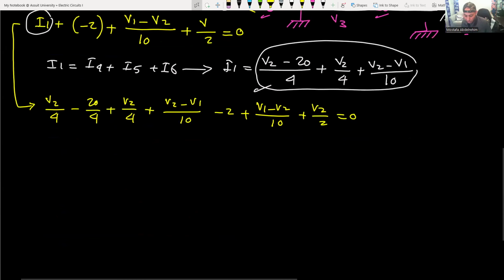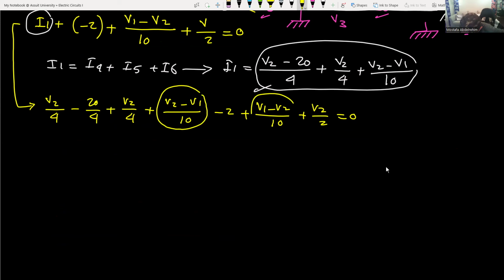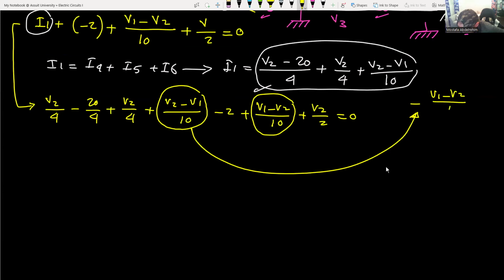Now what I'm gonna do is something. Look at this one. This is (V2 minus V1) over 10. And this is (V1 minus V2) over 10, right? So we can write this one here as minus (V1 minus V2) over 10, correct? Because if we multiply the minus by V1 and minus V2, it's gonna be (V2 minus V1) over 10, correct?